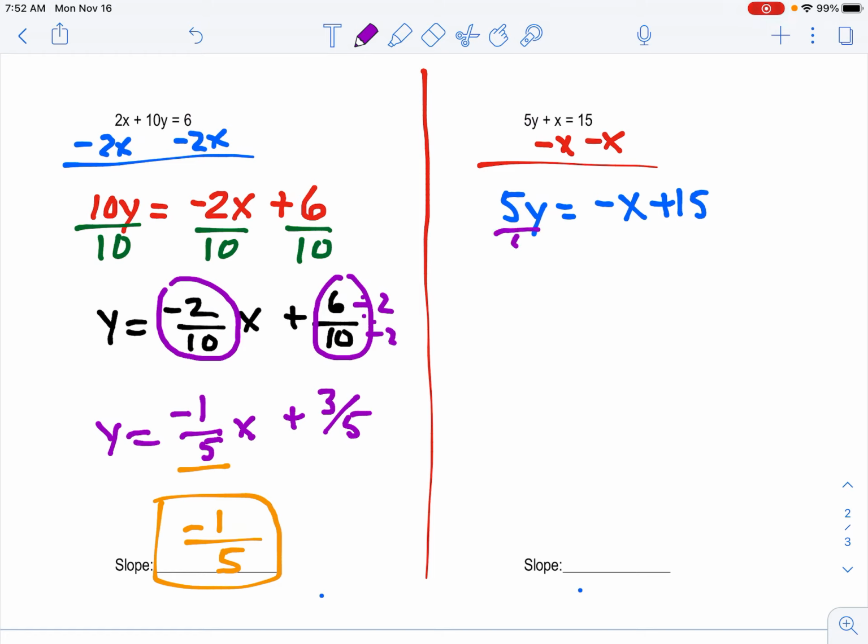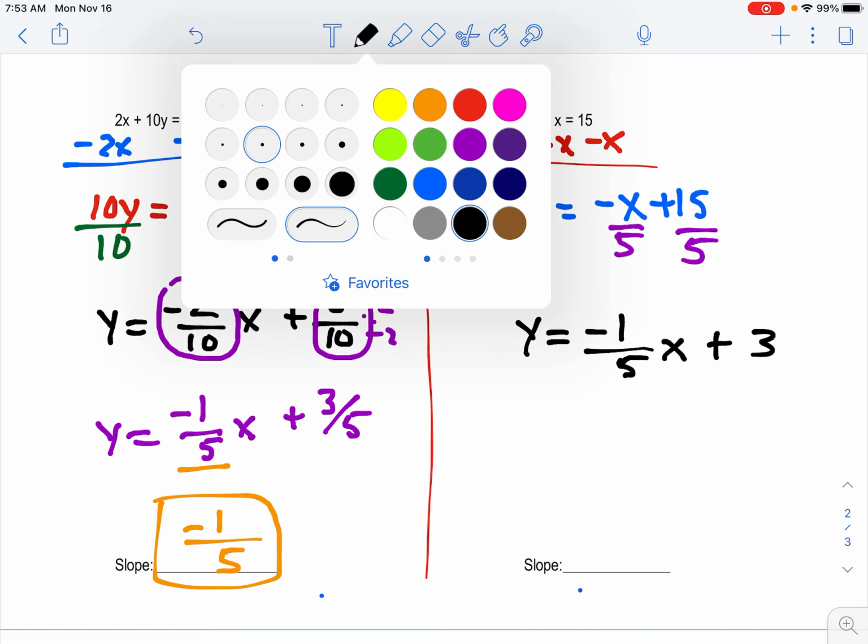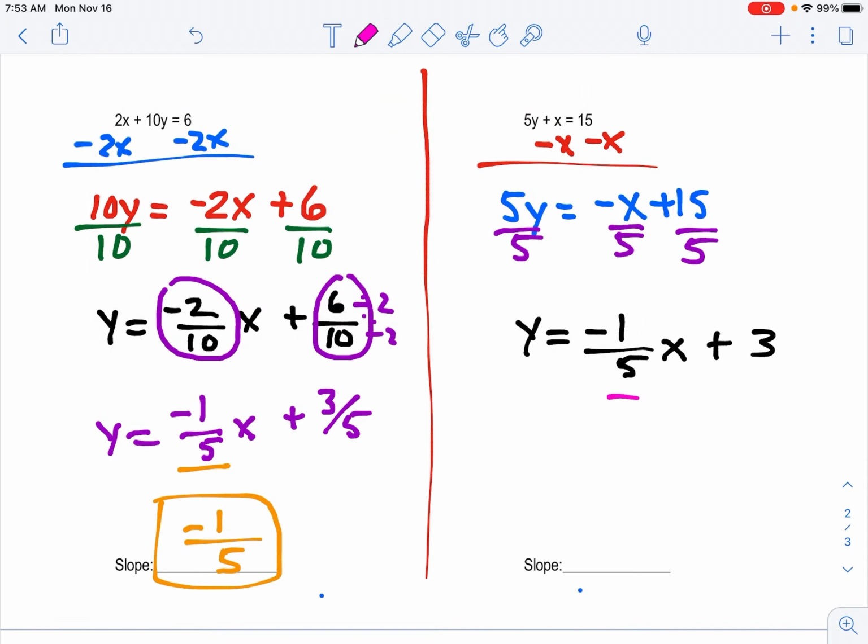I'll go back and I'll divide everything on both sides by 5, which will leave me with y equals, remember that's a negative 1 in front of that x, 15 divided by 5 is 3. Well, if I copy down what's next to the x now, because I have y by itself, I get negative 1 over 5 for my slope.